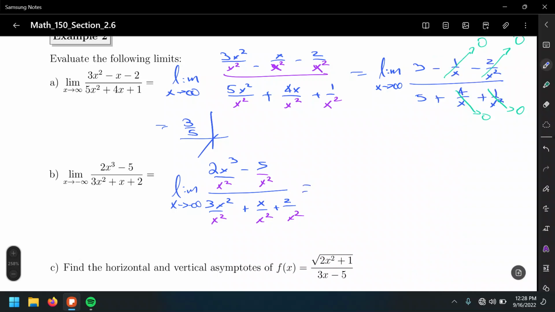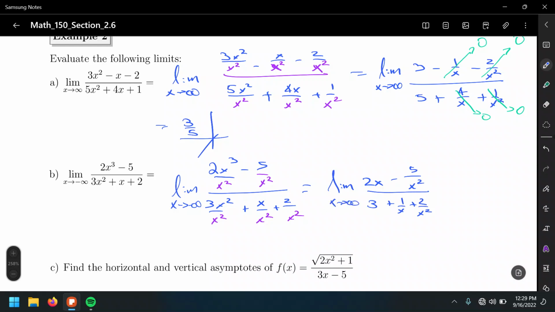Now let's simplify this the same way we did before. What's x cubed over x squared? So that's 2x, and negative 5 over x squared, divided by, cancel the x squared, 3 plus 1 over x plus 2 over x squared.